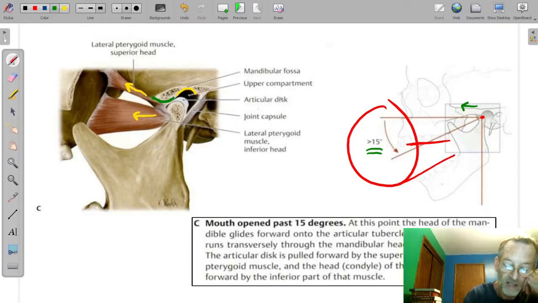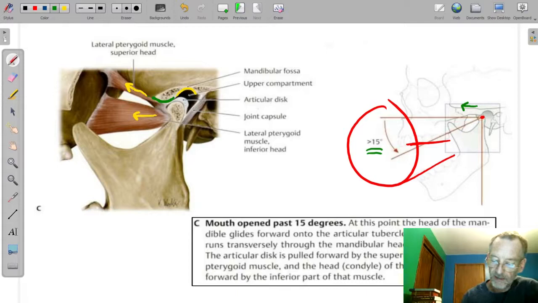Notice that the articular disc moved with the mandible. It didn't just sort of stay flopping around loose in the synovial cavity. It stays tightly associated with the condyle. So the disc moves with the condyle.